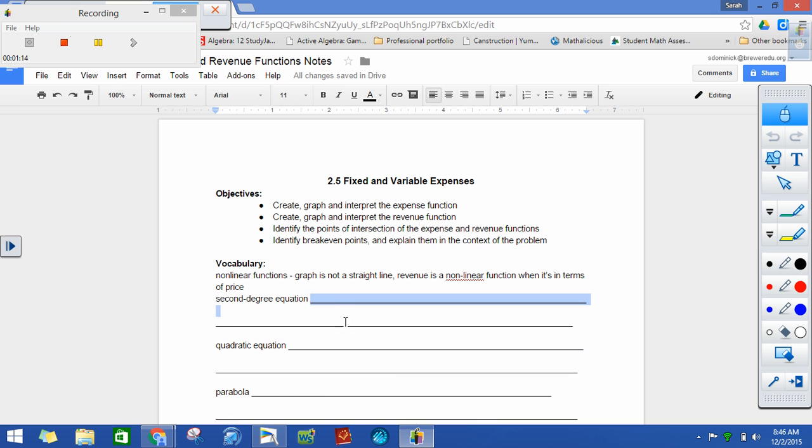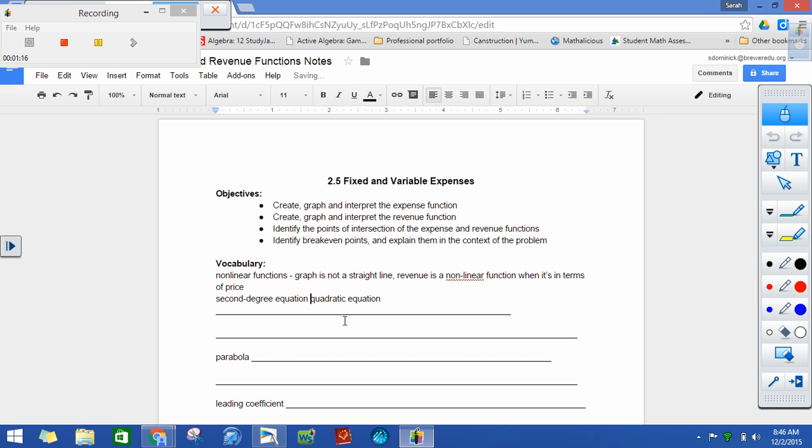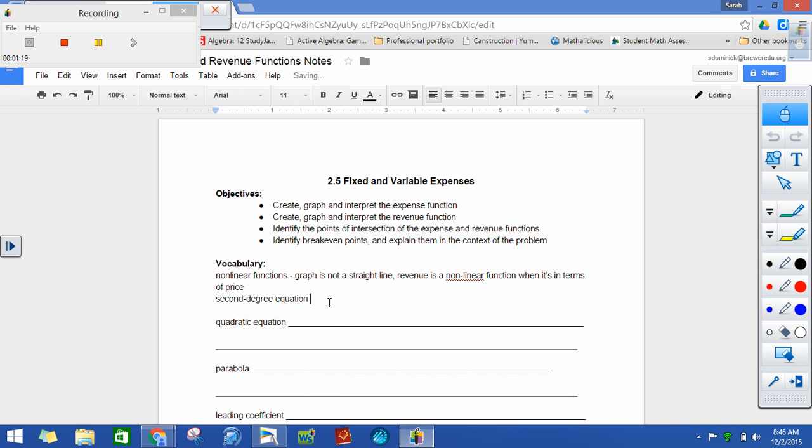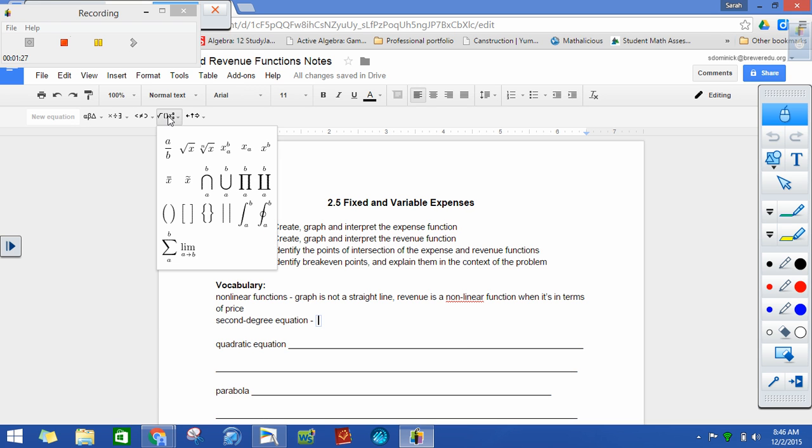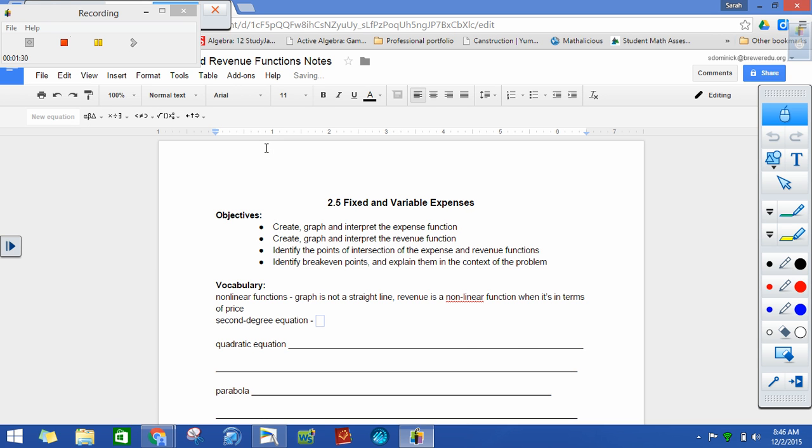A second degree equation is anything that has a squared in it. So normally what you would see would be like an x squared, something like that. That's a second degree equation. When they say degree, they're talking about that exponent. So second, it has an exponent of 2. These are called quadratics. You'll see that below. And when you graph them, you get a parabola.